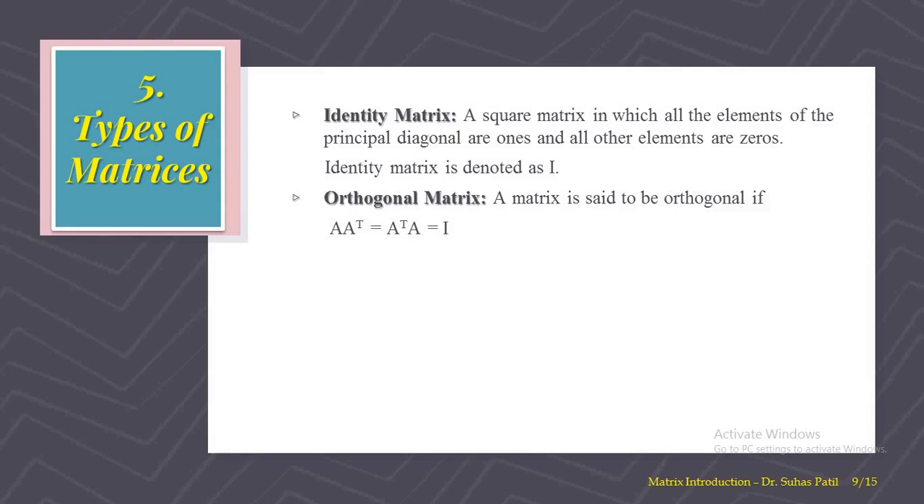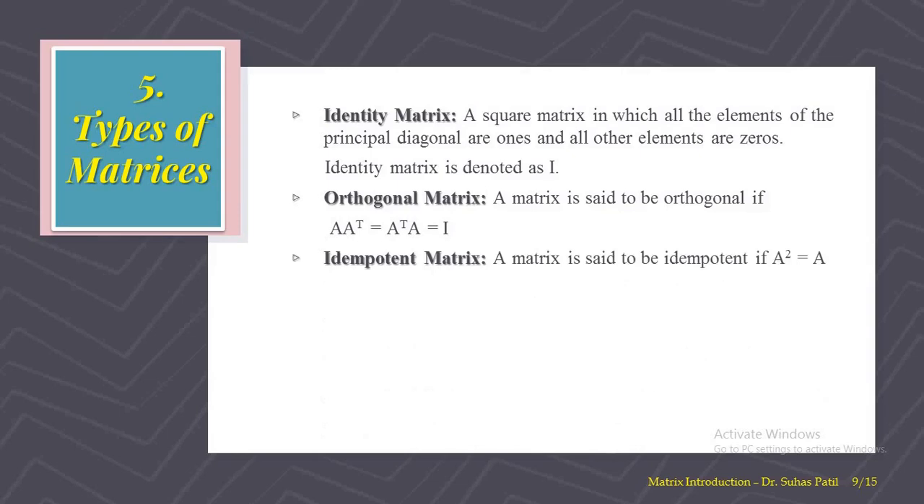Okay, the next is the orthogonal matrix. A matrix is said to be orthogonal if this condition is satisfied, that is, A into A transpose is equal to A transpose into A is equal to I, where I is the identity matrix. If this condition is satisfied, then we say that it is an orthogonal matrix.